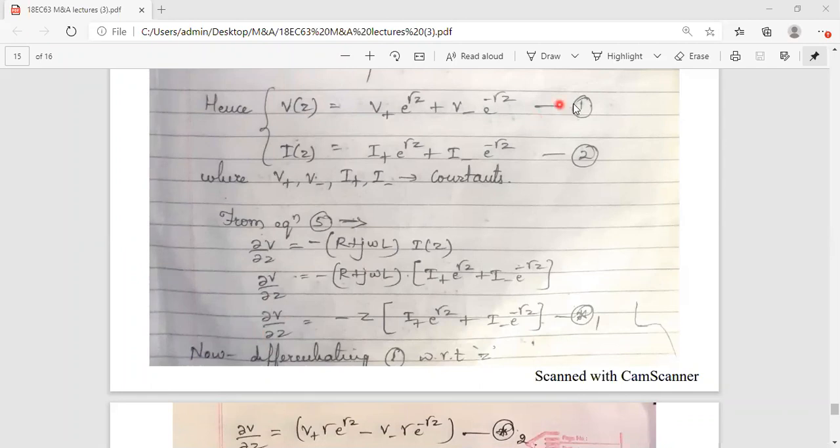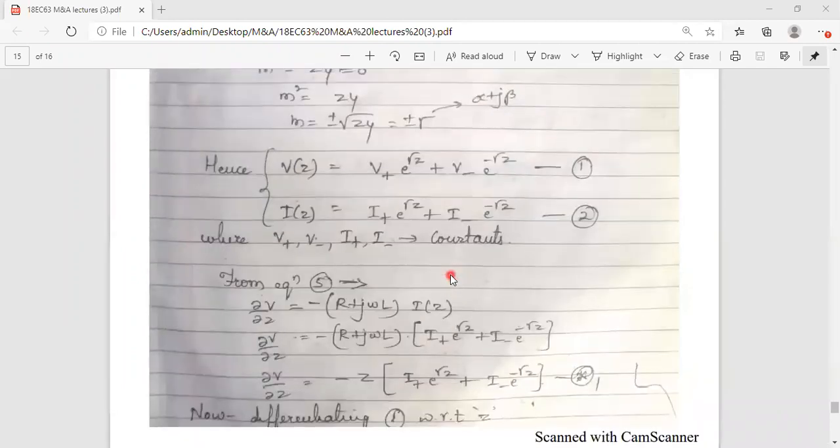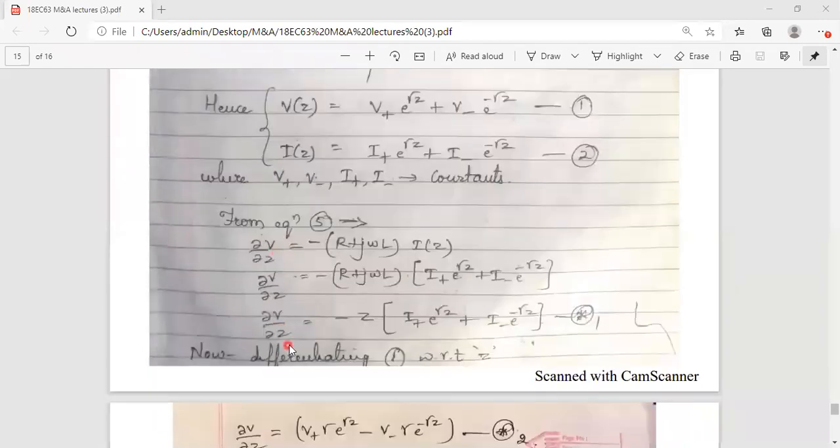Let us do that. So I will take equation 1, try to understand. When we got the solution, equations 1 and 2, we can stop till this. But since we can express these constants one in terms of the other, we are continuing further. Taking the reference of equation 5, what we did, ∂V/∂z is equal to minus Z I(z). I(z) from equation 2 I have substituted, we got the star equation.